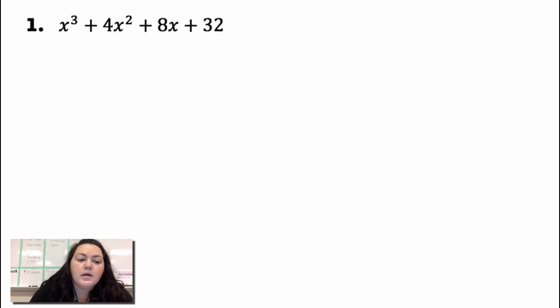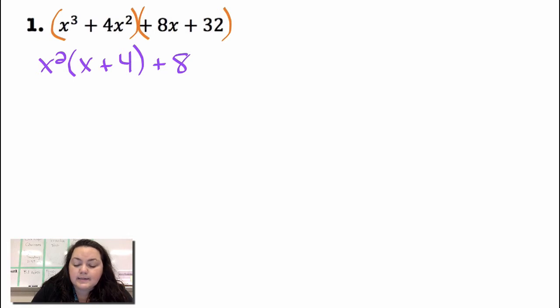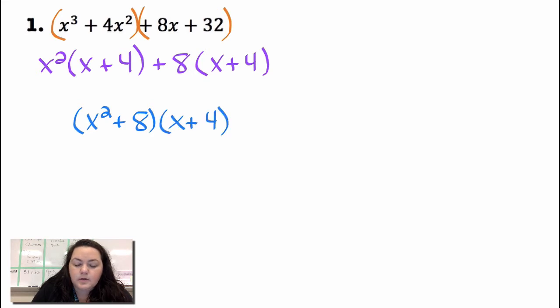All right, this one, x to the third plus 4x squared plus 8x plus 32. I'm going to group the first two terms together and the second two terms together. In the first group, I can pull out an x squared. That would leave me with an x plus 4. In the next group, I can pull out an 8. 8 goes into 8x. 8 also goes into 32. That leaves me with x plus 4 because 8 goes into 8x once, and that just leaves me with the x, and 8 goes into 32 4 times. So my common piece is x plus 4, and my leftover piece is x squared plus 8. So my two factors are x squared plus 8 and x plus 4.